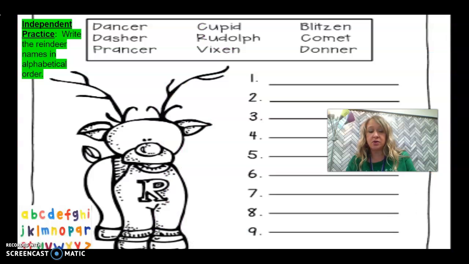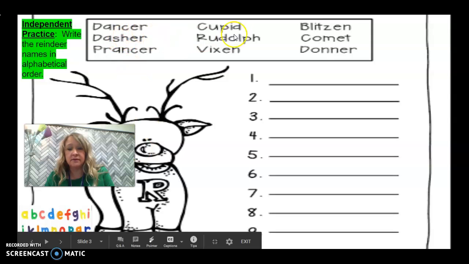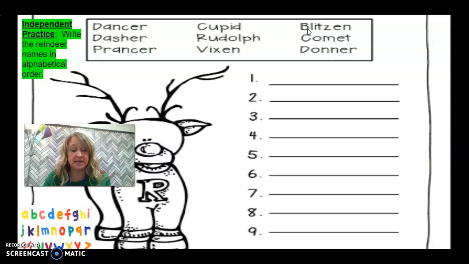All right, here is what you're going to be working on today. There are all the names of the reindeer, and you are going to put them in ABC order. So are there any words that start with A? No. Are there any words that start with B? Yes, there is a B, a reindeer named Blitzen. So that is going to be the first word in your ABC order, Blitzen. After you write the name, then you can cross it out, and that makes finding the rest of the words in the right order a lot easier.